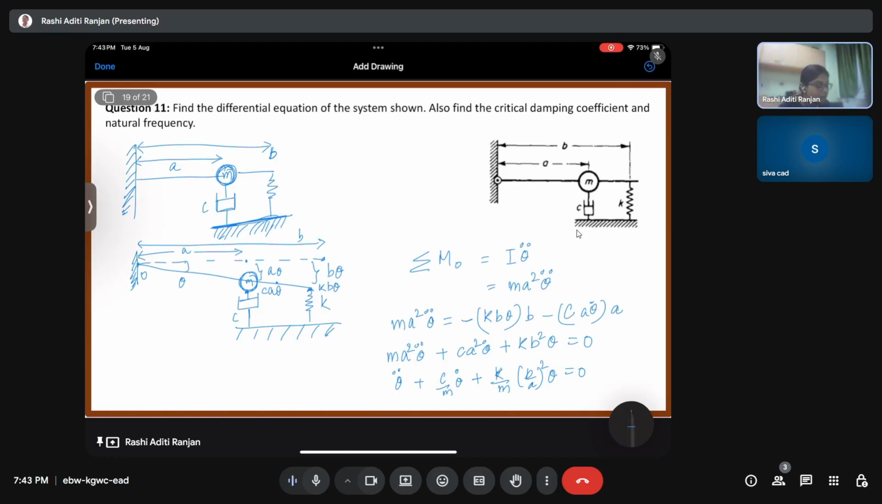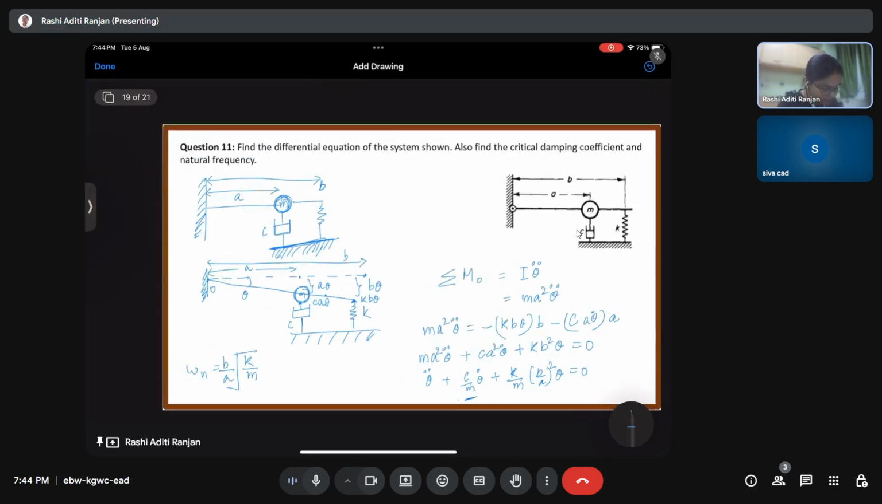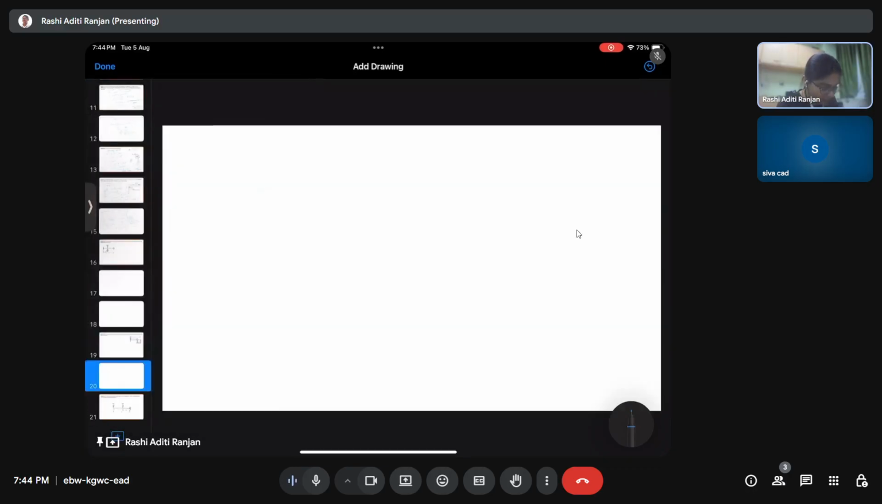Now, this term is somewhat related to what we are having for a normal spring mass dashpot system, isn't it? Again, if we try to find out the damped natural frequency and everything, firstly, we'll find out omega n, which is nothing but under root of K by M into B by A. This is clear, right?